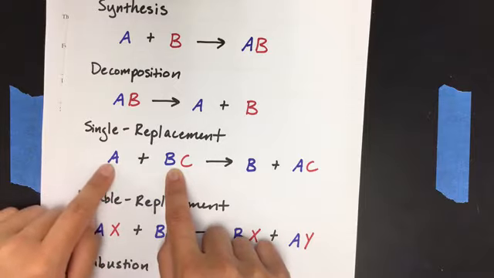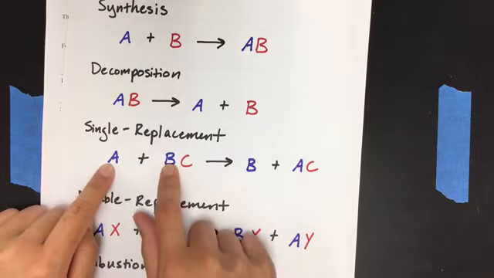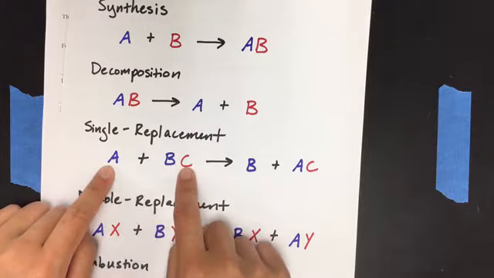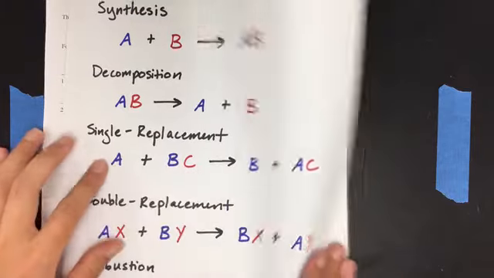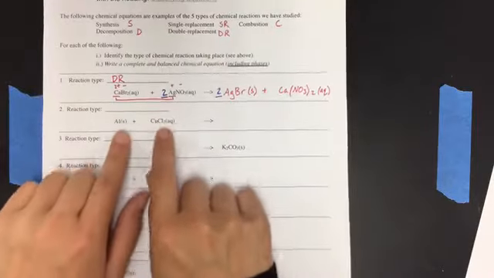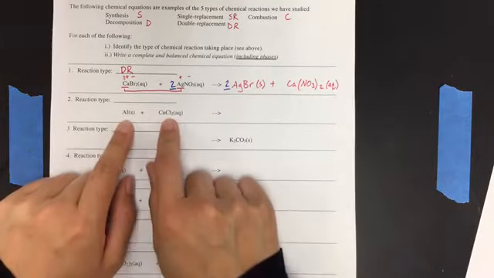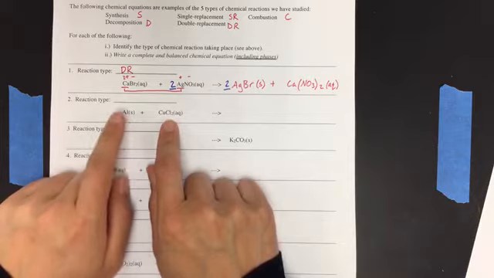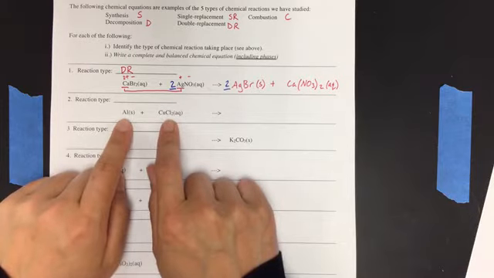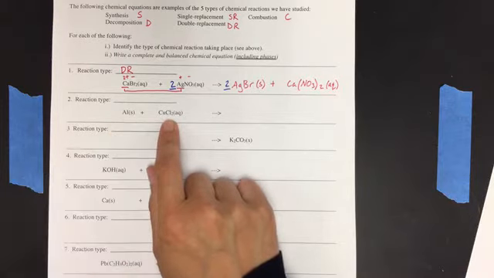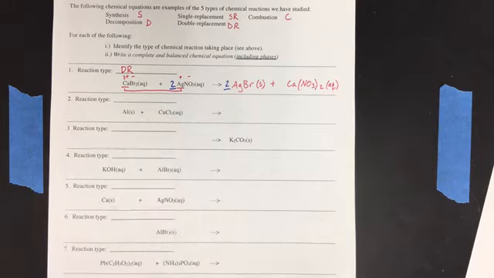If this is a positive charge, it will switch with the positive. If, when it becomes an ion, this is a negative ion, it will switch places with the negative ion. So let's see what we have here. Here we have aluminum as the element. When aluminum becomes an ion, what charge does it have? Aluminum is a metal. All metals take on a positive charge.